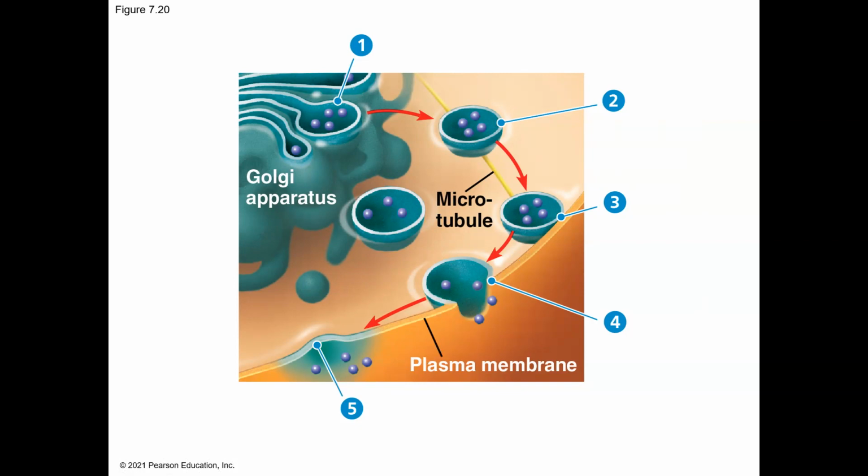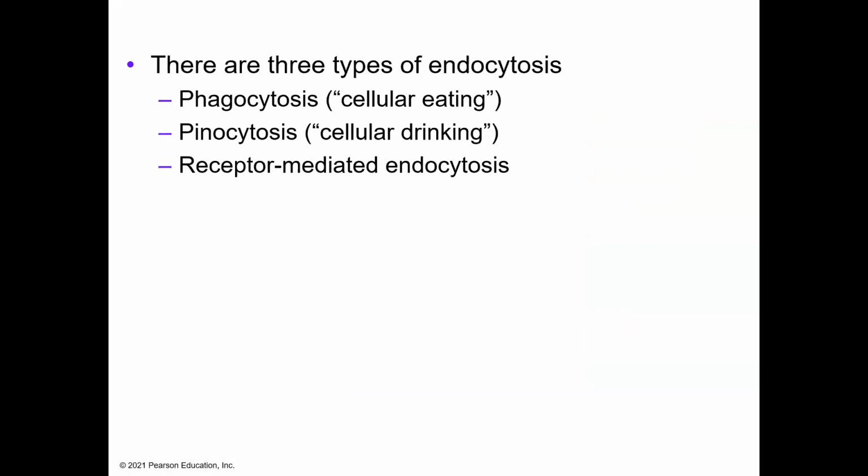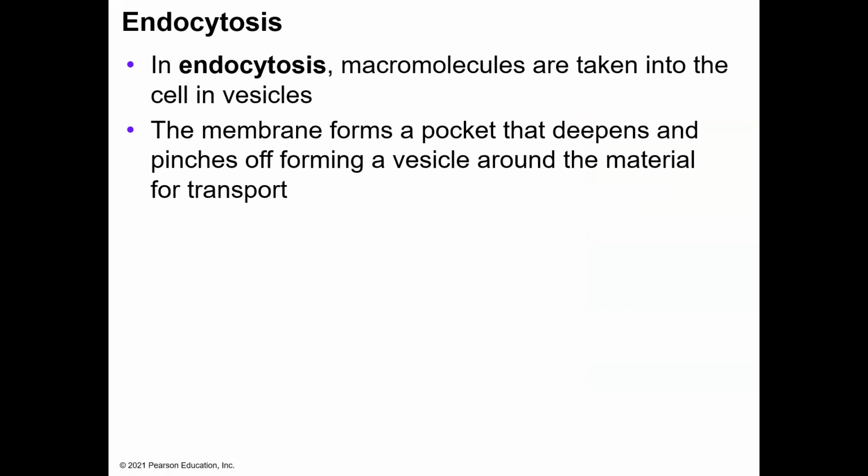And remember, when things start to enter the cell, parts of the plasma membrane will be converted back towards vesicles. And so for things to enter the cell, that's called endocytosis. Endo meaning to enter. Endocytosis is things going into the cell.